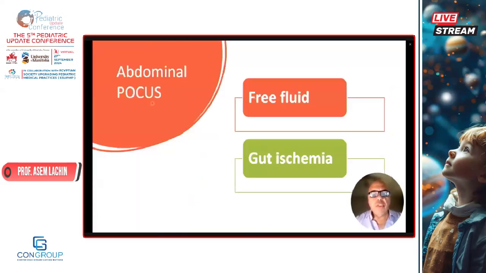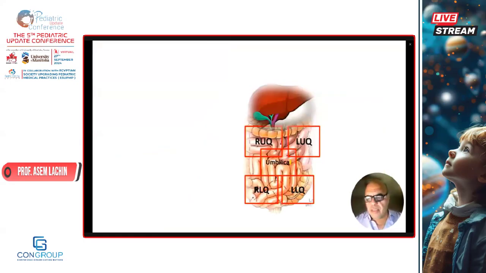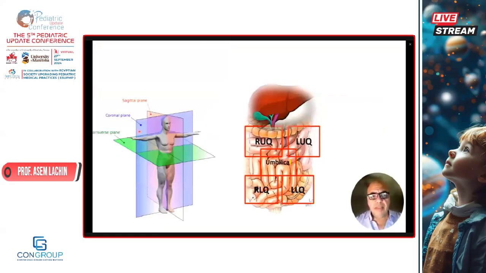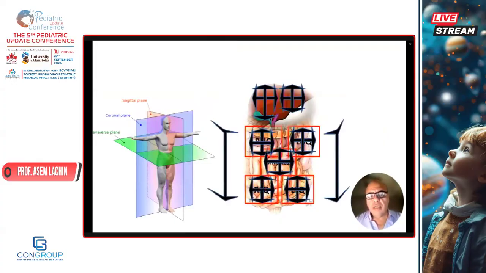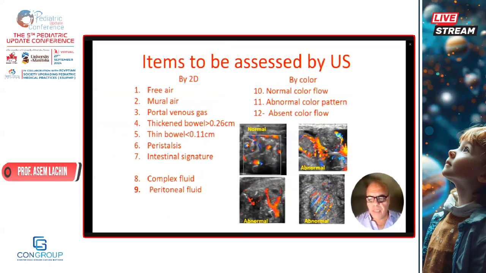The third module of the CRASH infant protocol is a quick assessment with abdominal ultrasound. By the abdominal ultrasound, we are looking for free fluid, hemorrhage, effusions, ascites, or gut ischemia, necrotizing enterocolitis, and other diagnoses. These are the sagittal and the coronal planes of the abdomen, and those are the areas we are scanning in the abdominal assessment.